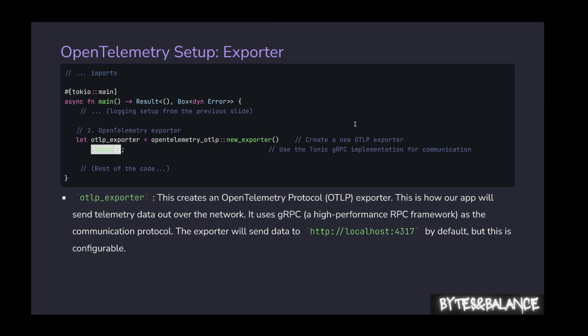And then you've got this part that you might be wondering what this part is. This configures the exporter to use the tonic implementation of gRPC. gRPC is a high-performance open-source universal RPC framework, and is a common choice for communication between OpenTelemetry components due to its efficiency and reliability. By default, the exporter sends the data to this address, localhost:4317, but it is customizable.